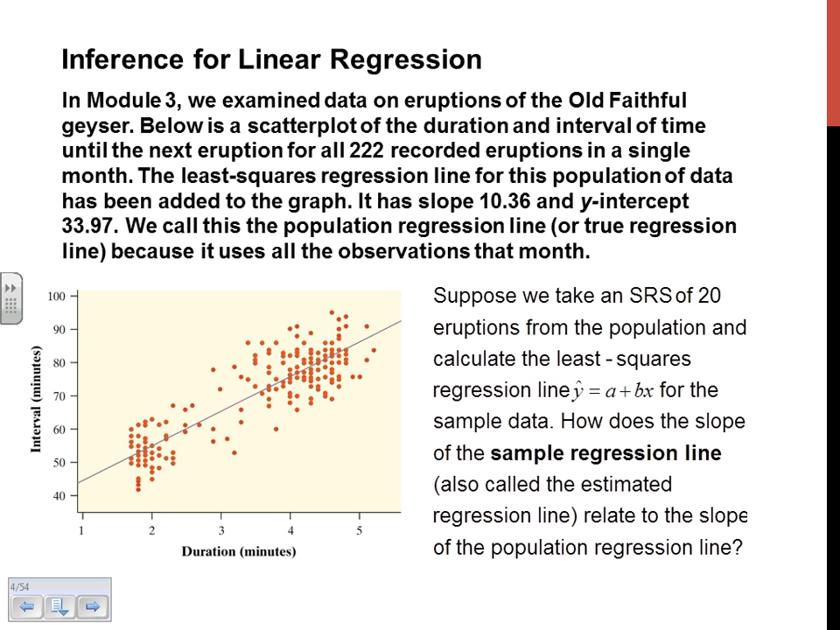So suppose we take an SRS of 20 eruptions from the population and calculate the least squares regression line. Don't forget, for this regression line, you have to have y hat, the predicted value. So y hat will equal a plus bx for the sample data. How does the slope of the sample regression line, also called the estimated regression line, relate to the slope of the population regression line?